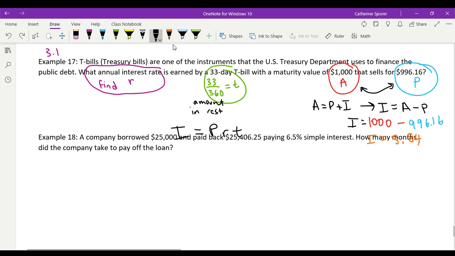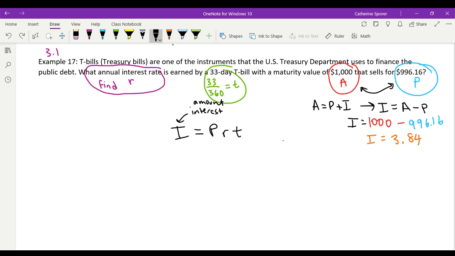Okay. So now we could just use this kind of simpler equation to find the interest amount. So if we plug into this equation, 3.84 is what we plug in for interest. The principal is that 996.16. The rate is what we don't know, so times the rate times the time is 33 over 360.